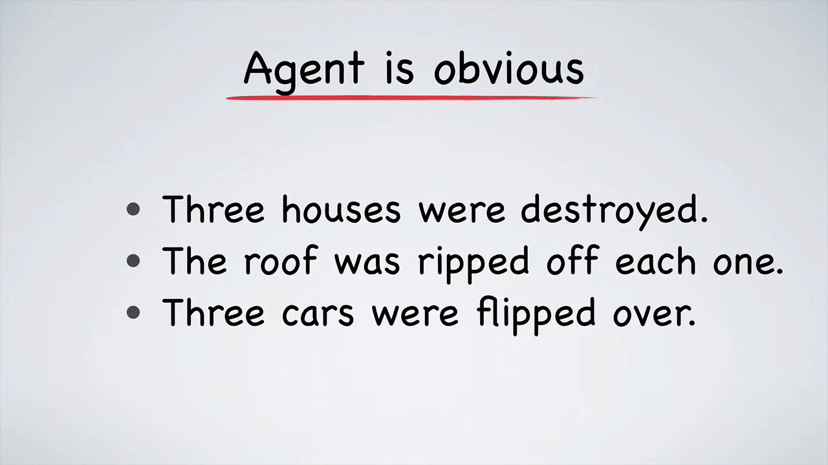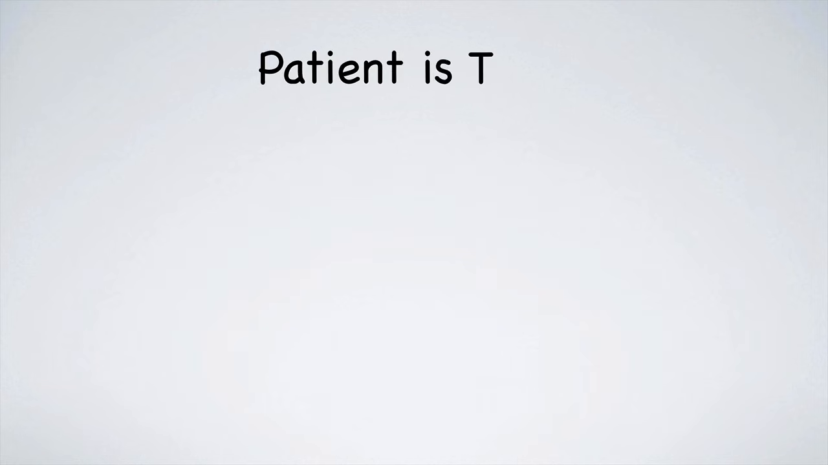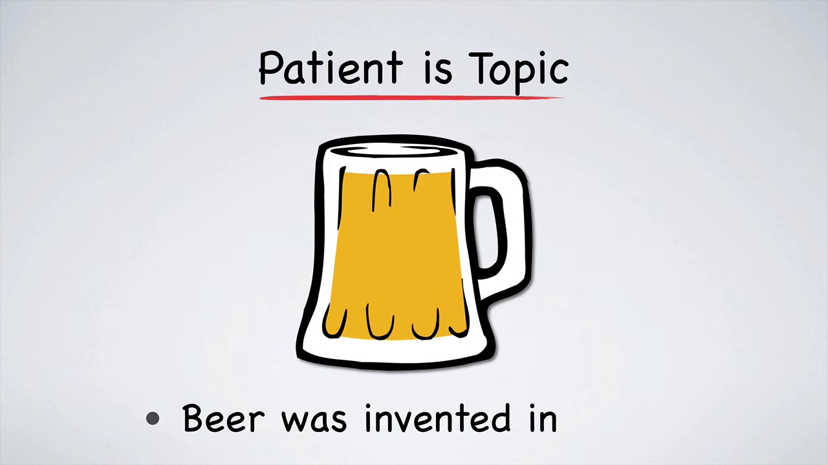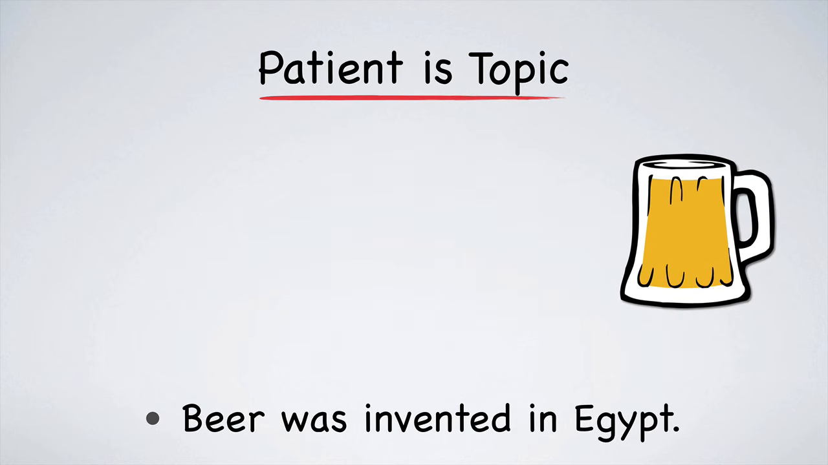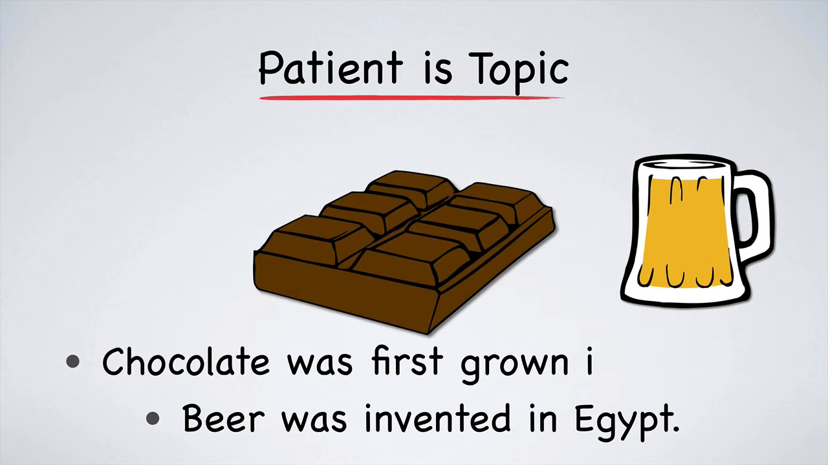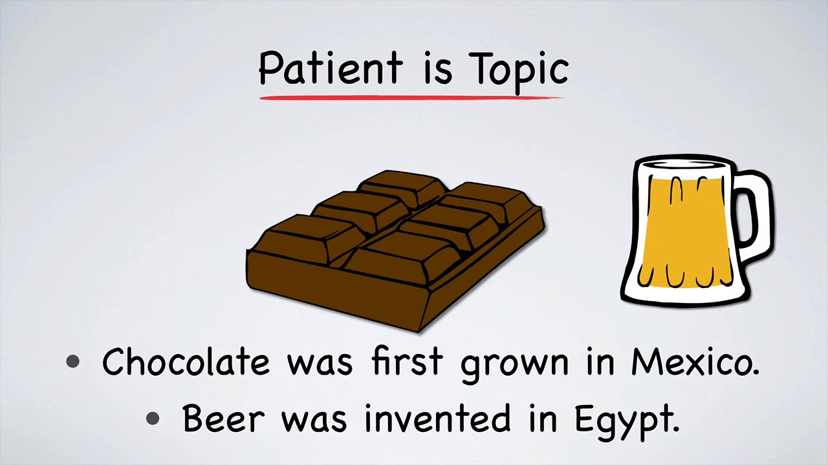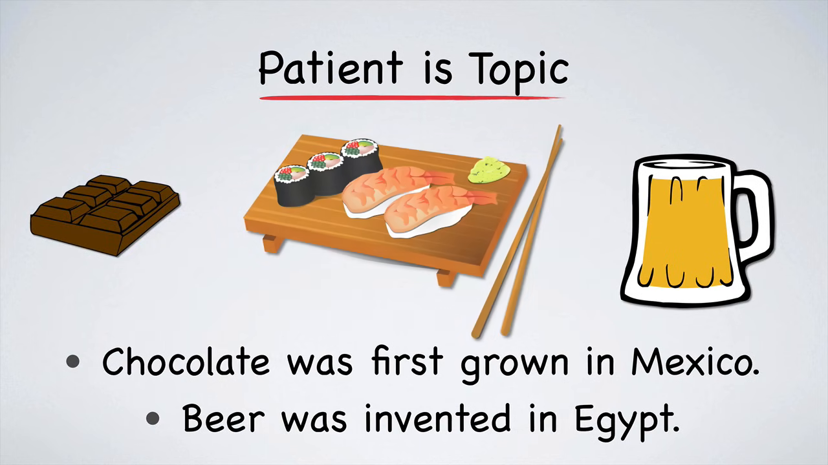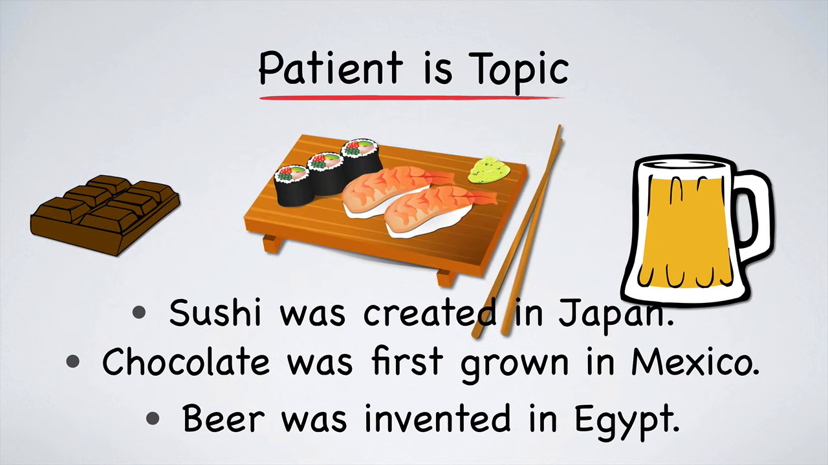When something is created by a culture or people, the artifact of that culture may be more interesting than the actual culture. That is, a speaker may wish to make it the topic of their sentence. For example, someone might say, "Beer was invented in Egypt," or "Chocolate was first grown in Mexico." Finally, "Sushi was created in Japan." すごい!